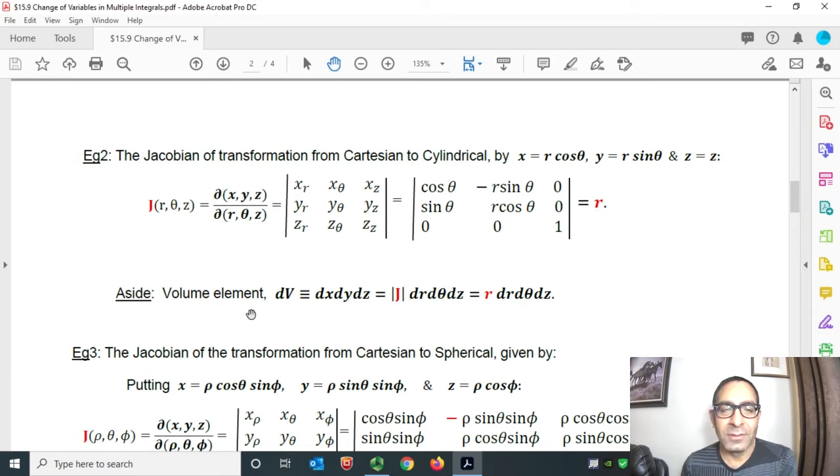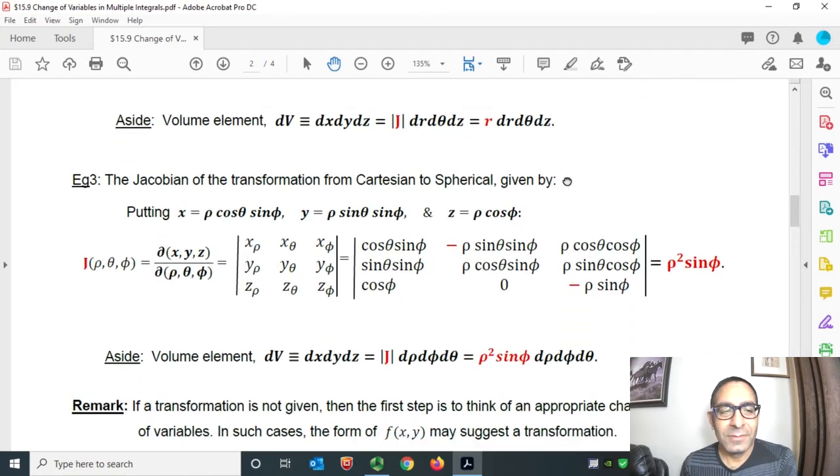Hence the volume element dV turns out to be again r dr d theta dz. We were familiar with this form in cylindrical triple integrals, where we substitute dV equals r times dr times d theta times dz. Awesome.